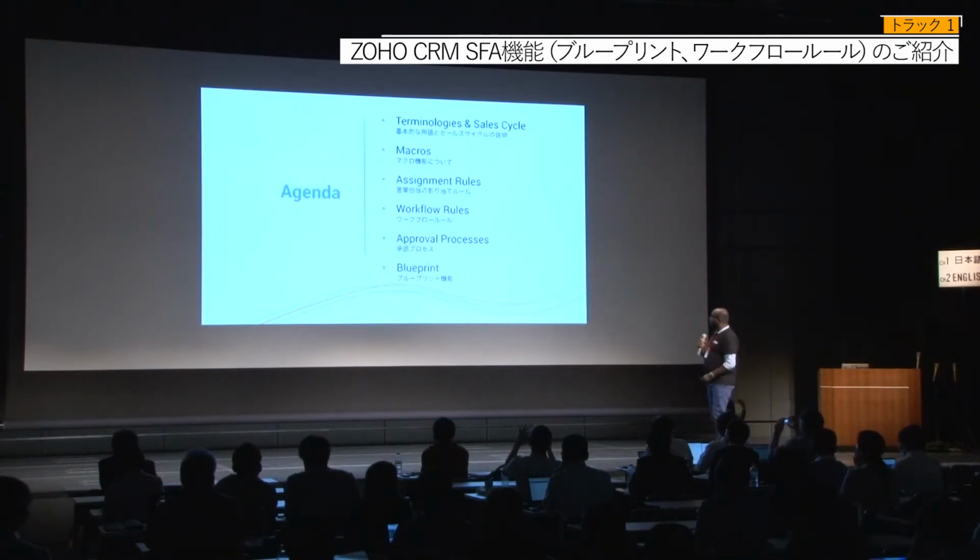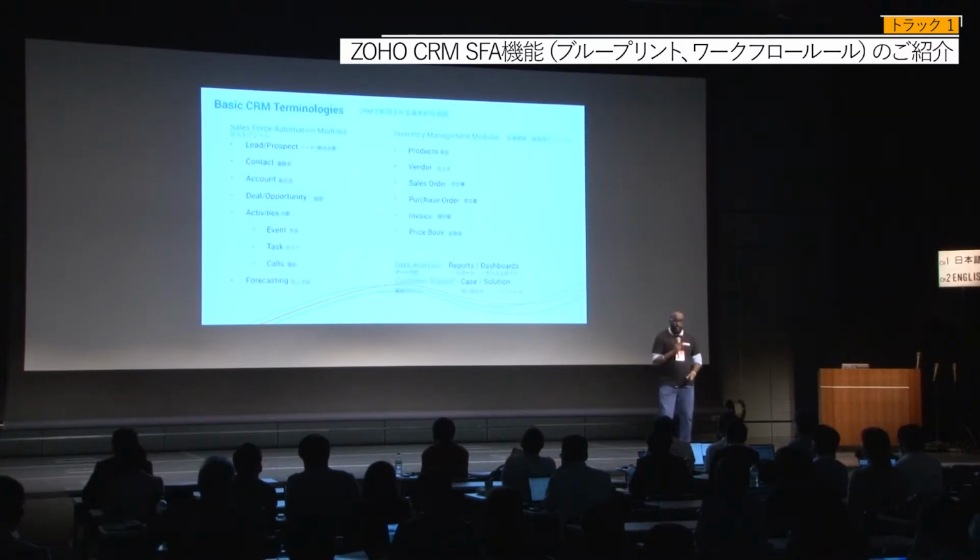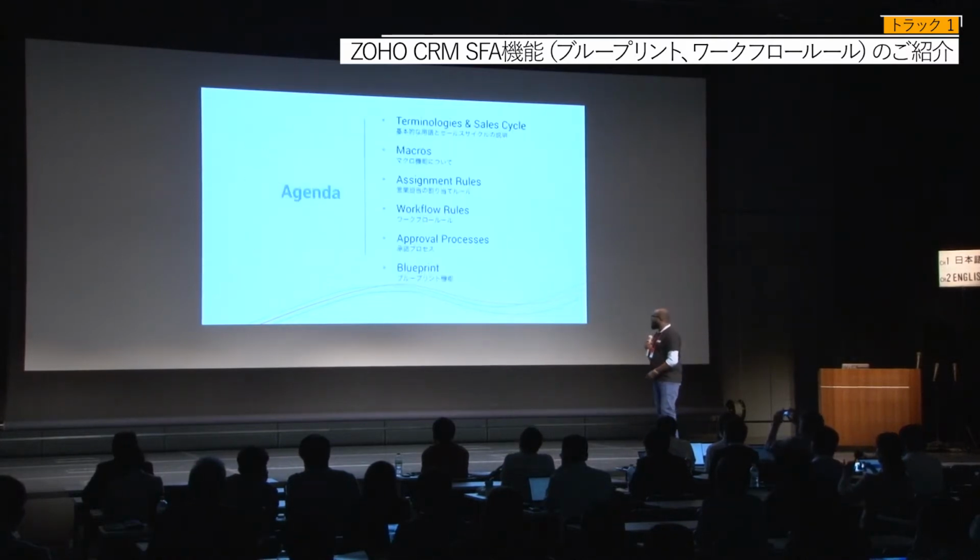Our agenda is the basic terminologies and the sales cycle. We're going to see what a macro and assignment rules are. We're going to see workflow rules. And we're going to see what an approval process and blueprint are.